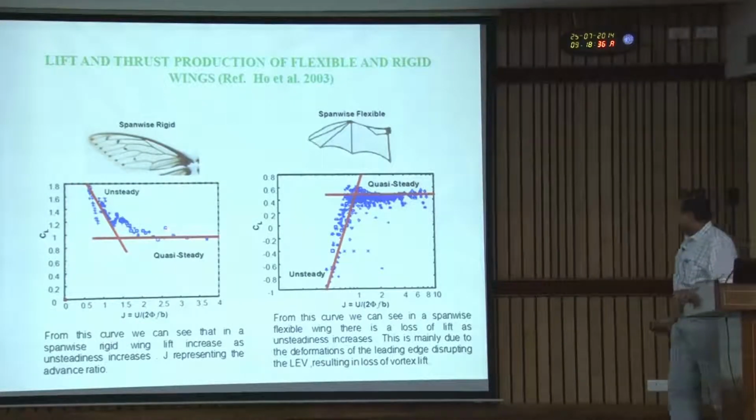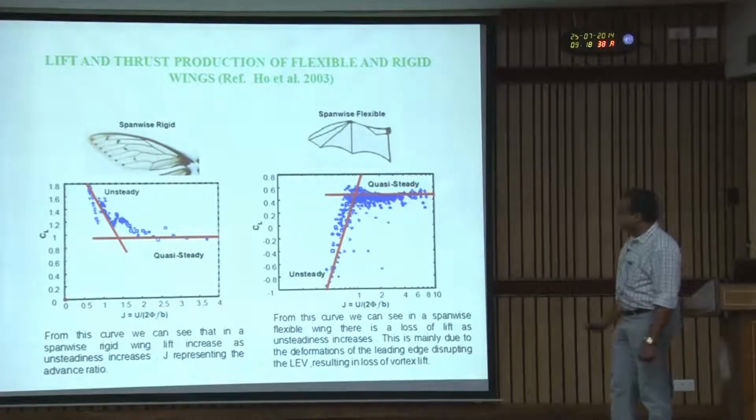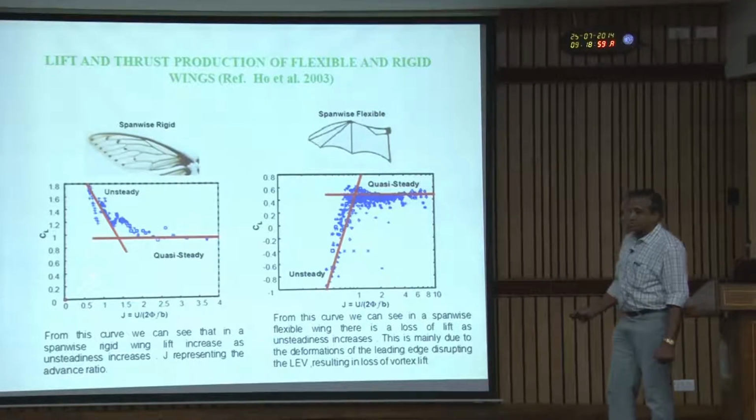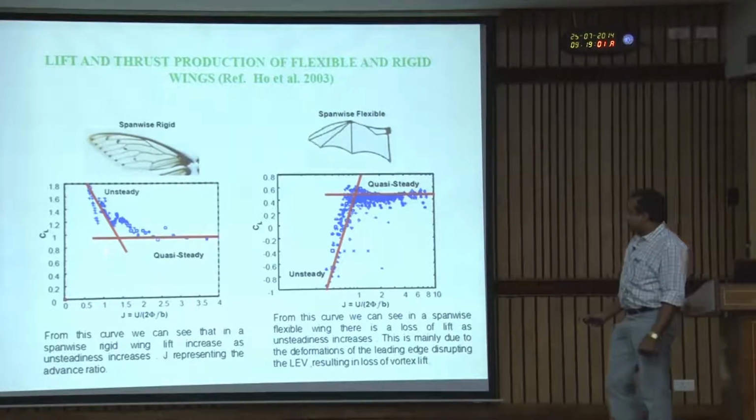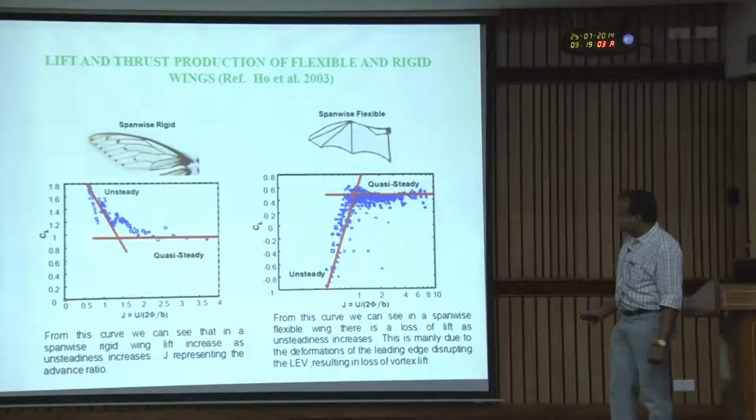Now you see when the unsteady effects become important. This is Stephen Ho's work in 2003. If you see, J is the advance ratio, which is the forward velocity divided by tip velocity. If the J value is greater than about 1.5 or so, the quasi-steady limit works. So the quasi-steady limit will be applicable more or less in this region, but in this region the unsteady effects are very, very important.